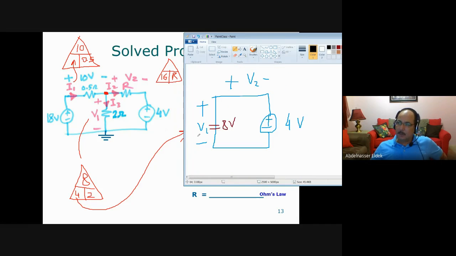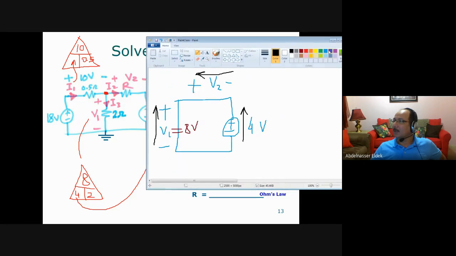But in this case, no. This one is in this direction, and this one is opposite to it. V2 is opposite to it, and this source is in this direction. So now let us see. If I consider the clockwise direction to be positive, like this, this is the positive direction. So now let us see the 8 volt.